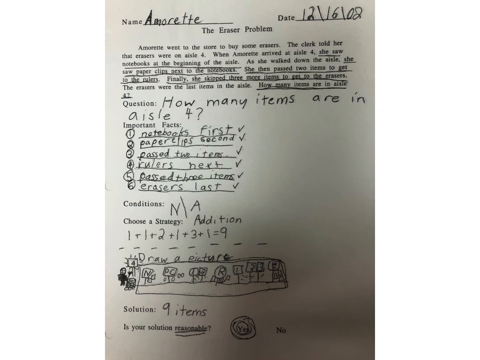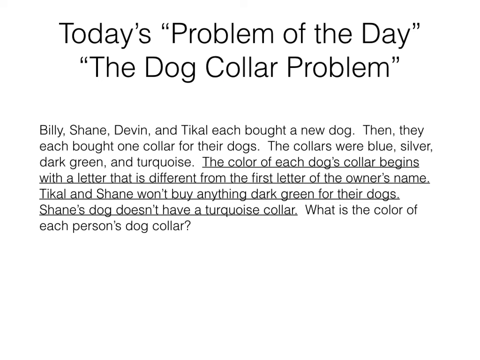In the dog collar problem, Billy, Shane, Devin, and T-Call each bought a new dog. Then they each bought one collar for their dogs. The collars were blue, silver, dark green, and turquoise. The color of each dog's collar begins with a letter that's different from the first letter of the owner's name. T-Call and Shane won't buy anything dark green for their dogs. Shane's dog doesn't have a turquoise collar. What is the color of each person's dog collar?